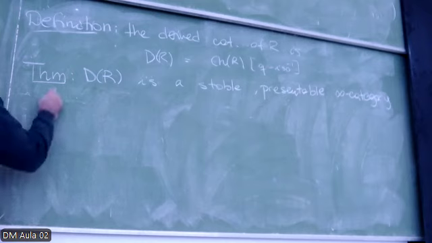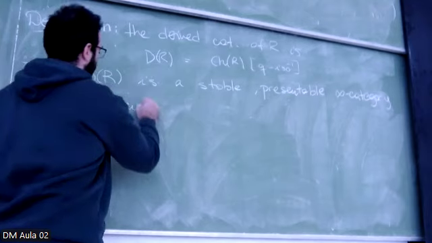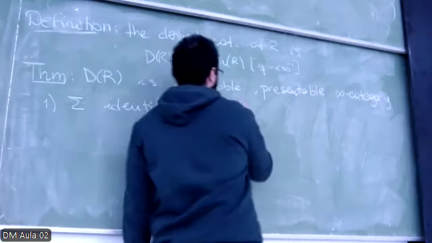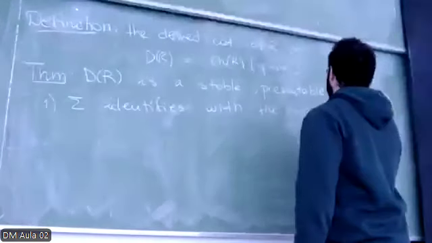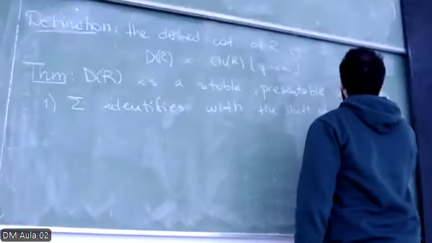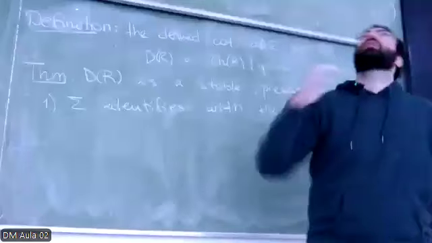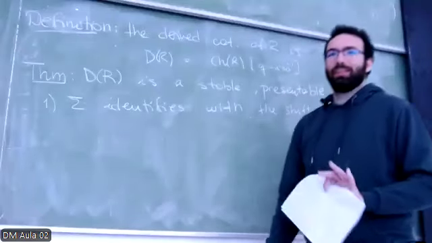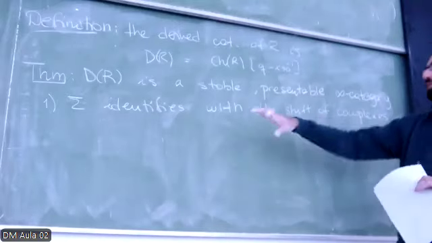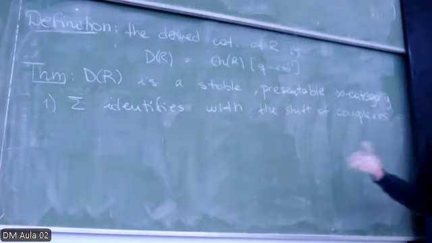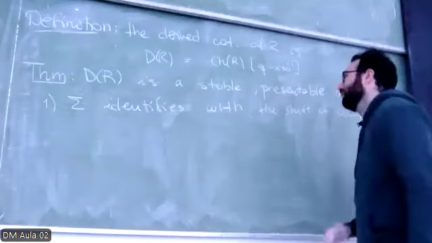So the suspension identifies with the shift of complexes. So I take a complex and I shift it all the way to the left, I think. I always get this mixed up, but anyway, it's either one or the other. So the suspension identifies with the shift, and that's definitely an equivalence by shifting in the other direction. So that is morally why this should be stable.